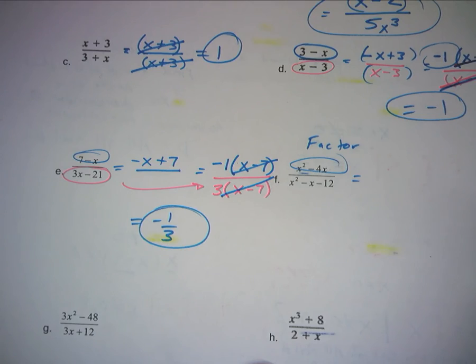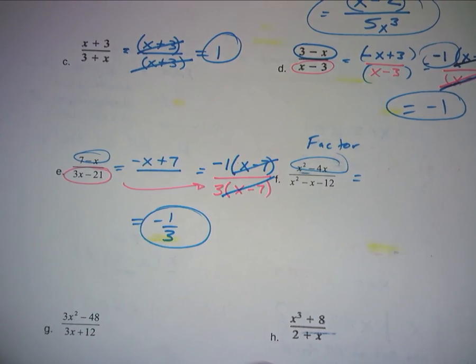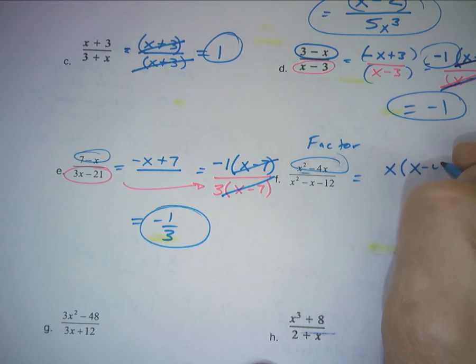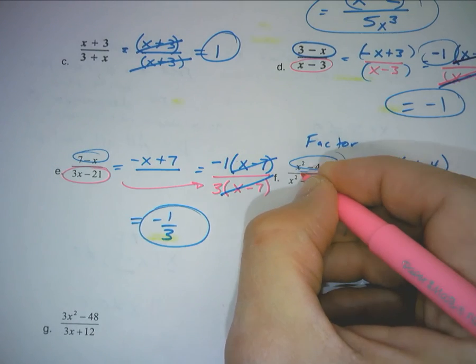Okay, so I've got x squared minus 4x, factor. What can you factor out here? What can you take out? X squared minus 4x. What do they have in common? Hunter says an x. That leaves me with x minus 4. Perfect. And now we've got to factor this trinomial on the bottom.